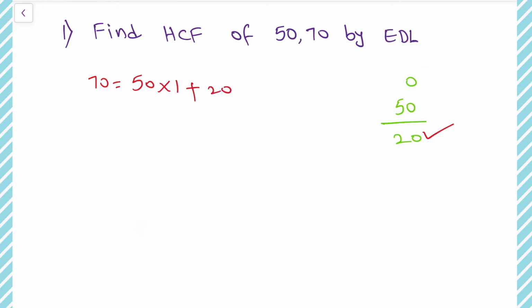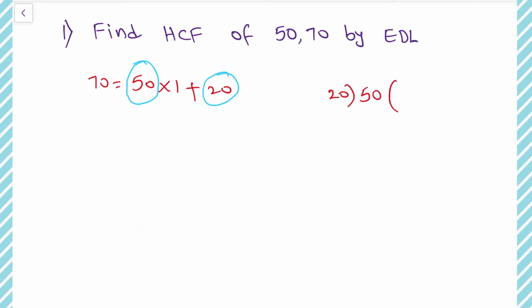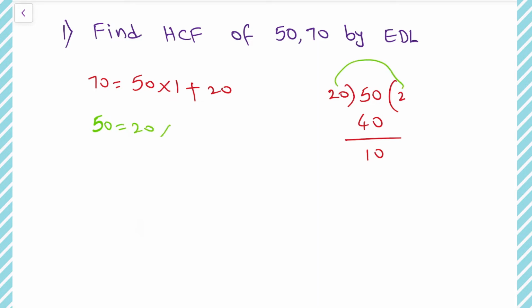Now what is the next step? This number 50 and this number 20 we need to take. Again we need to do the long division. So 20, the small number, as the divisor, and 50, the bigger number, as the dividend. 20 2s are 40. If we do subtraction, 10 is the remainder. Now again we write it in the form of A equals BQ plus R. That is, 50 equals 20 into 2 plus 10.